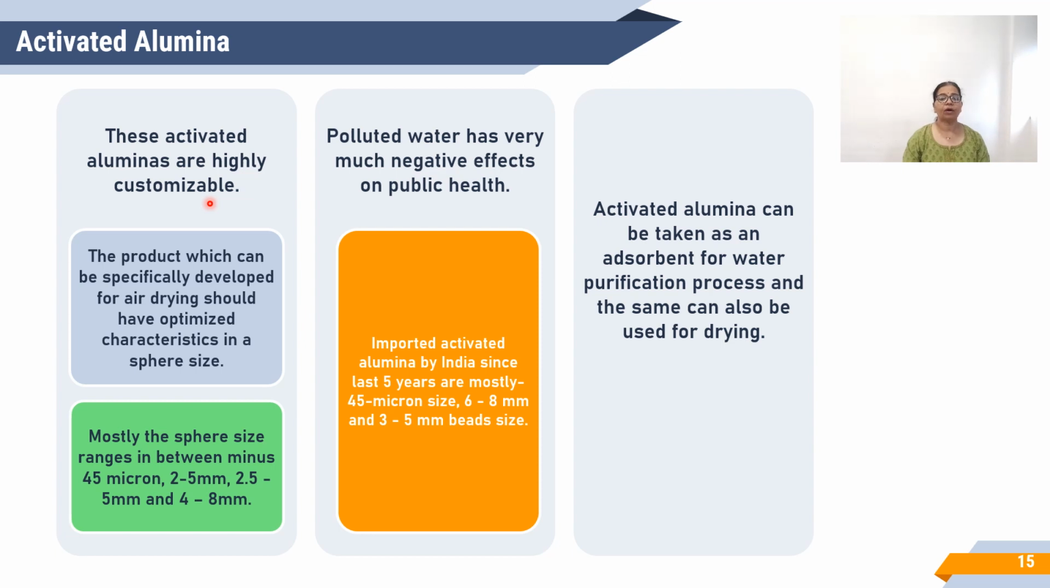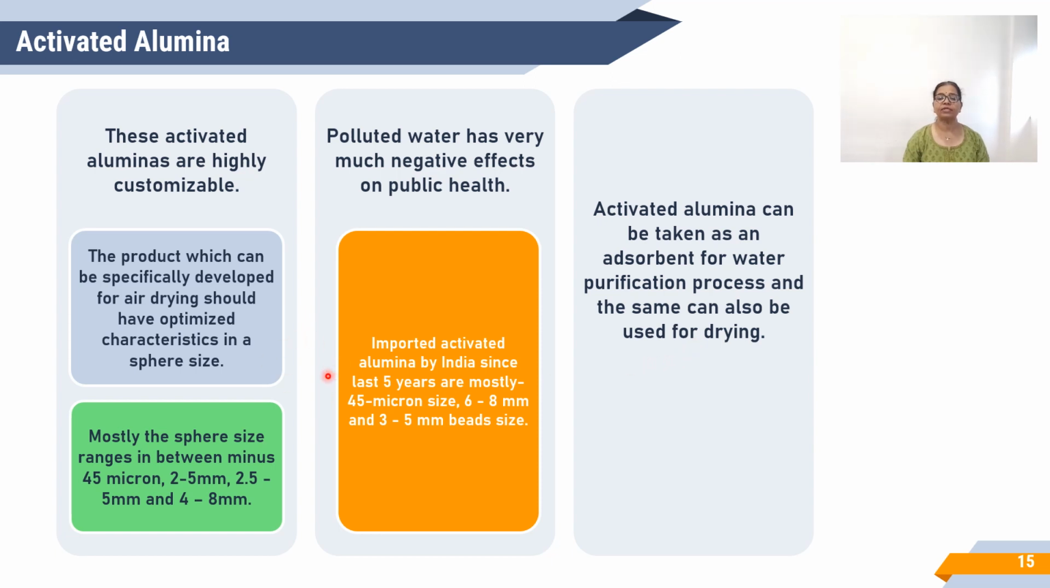the uses, according to the surface area required, and the product can be developed specifically for air drying, which should have optimized characteristics, and it should be in sphere size. Mostly the sphere size ranges between minus 45 micron, 2 to 5 mm, 2.5 to 5 mm and 4 to 8 mm. And it has a great effect in polluted water. It can be used, and polluted water, as we have seen, has negative effects on public health, and hence it is imported. Imported activated alumina is mostly in 45 micron size, 6 to 8 mm and 3 to 5 mm bead size, and it can be taken as an adsorbent for the water purification process and also for drying.